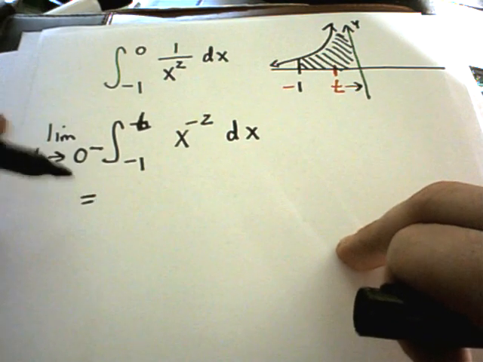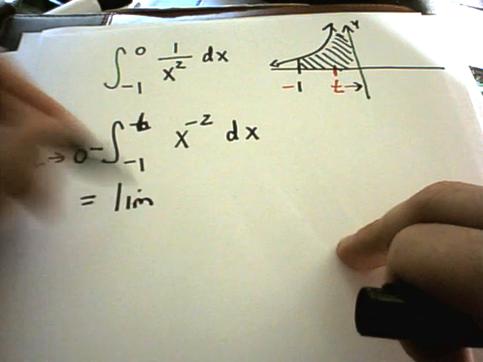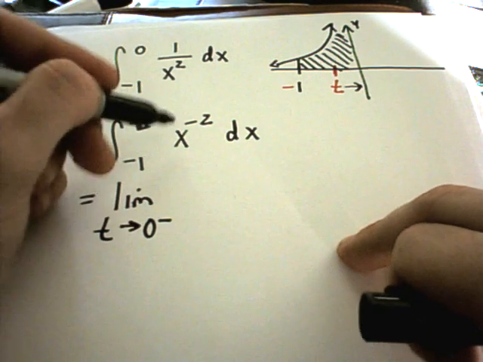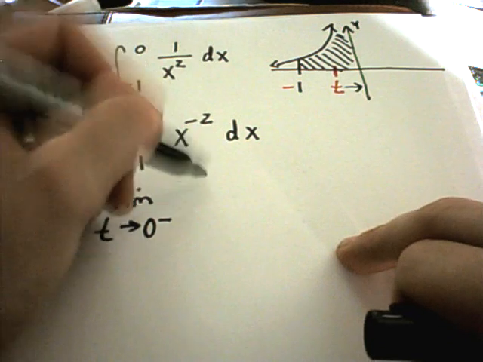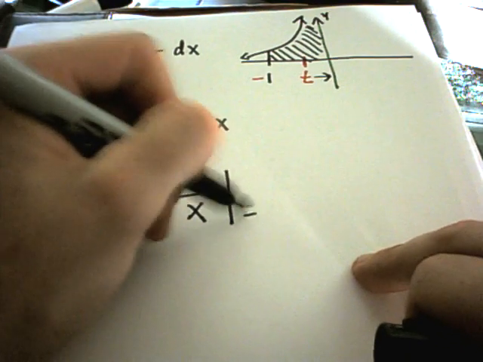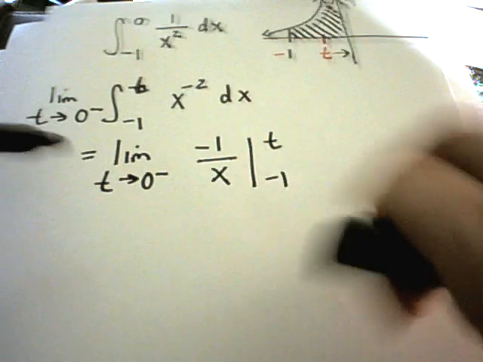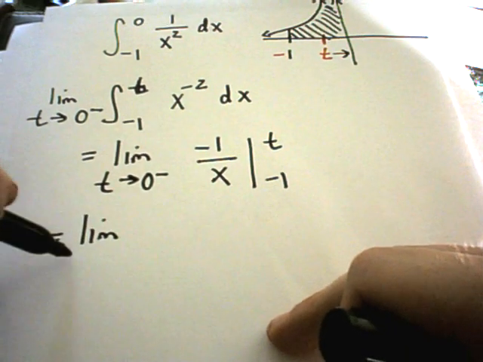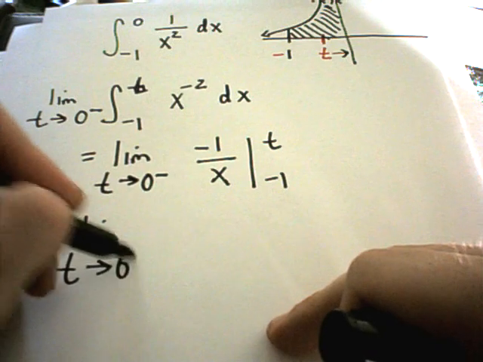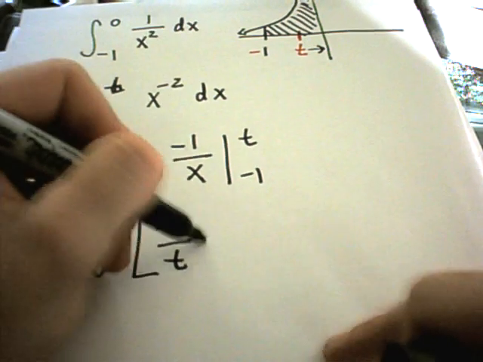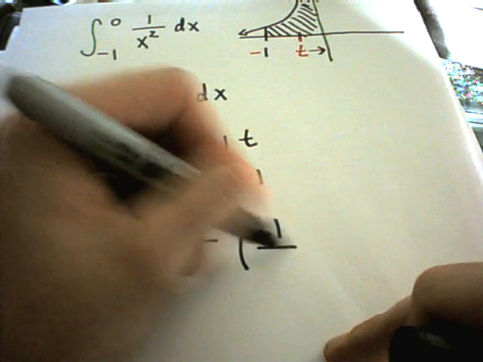So if I calculate the antiderivative, I'll get the limit. Again, t is approaching 0 from the left. The antiderivative of x to the negative second is negative 1 over x. From negative 1 to t, I plug in my limits of integration. I'll get negative 1 over t minus negative 1 over negative 1.